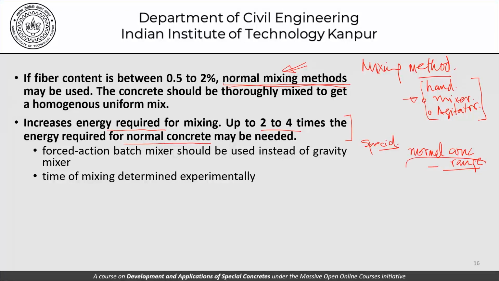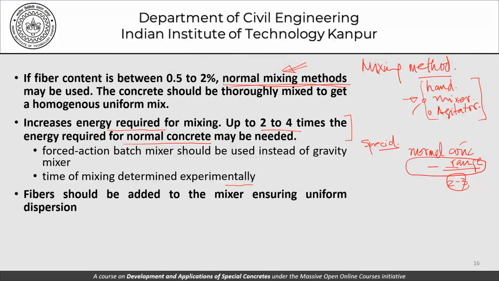For the mixing of normal concrete, the normal range, let's say, is about 2 to 3 minutes if we are using a mechanical mixer. Now that is for normal concrete. If we are going to use fiber reinforced concrete, we need to either determine it experimentally or there has to be a different guideline for that.